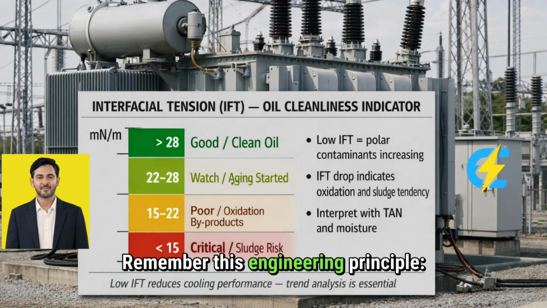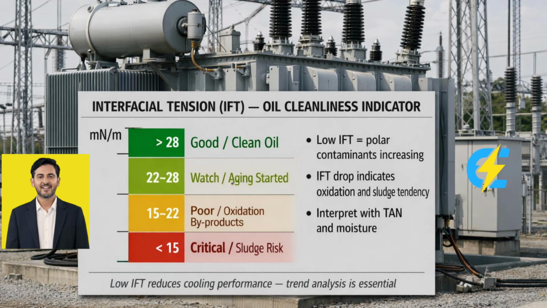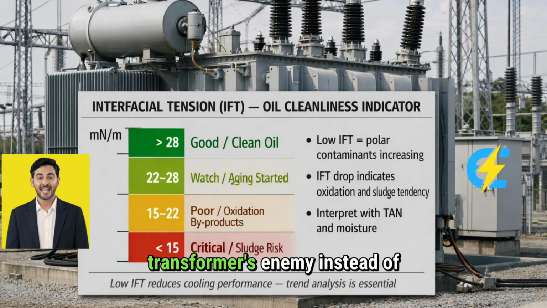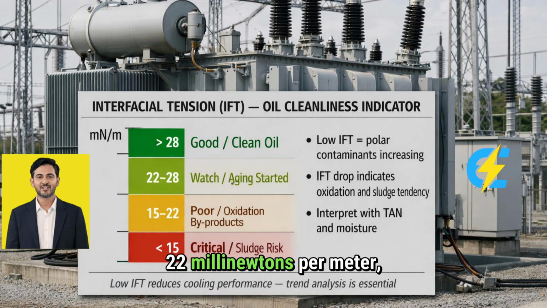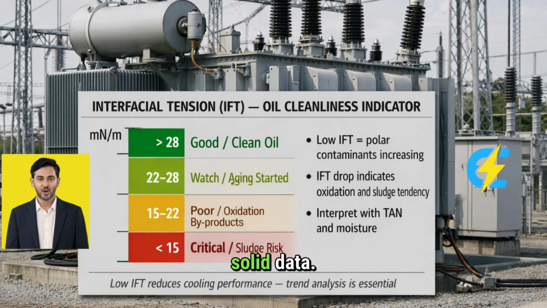Remember this engineering principle. Keep oil clean and transformer stays strong. IFT tells you when that cleanliness is compromised beyond simple maintenance. It reveals when your oil has become your transformer's enemy instead of its protector. When IFT drops below 22 millinewtons per meter, you're not just dealing with poor oil, you're managing a transformer in crisis. The path forward requires decisive action based on solid data.